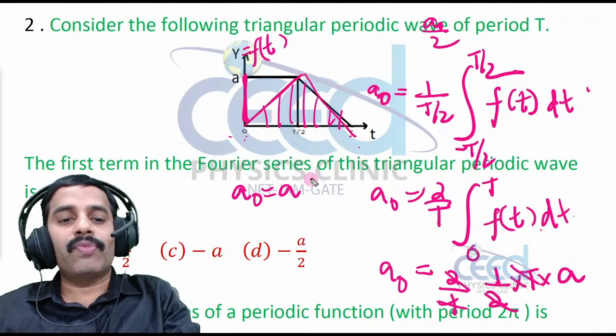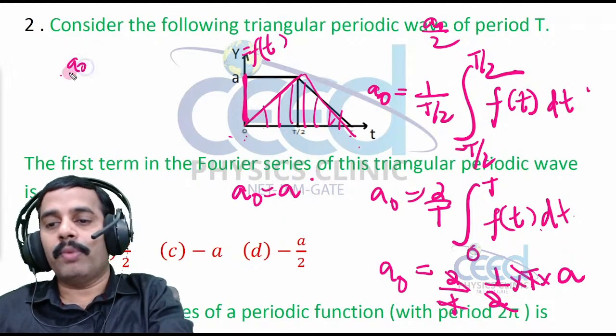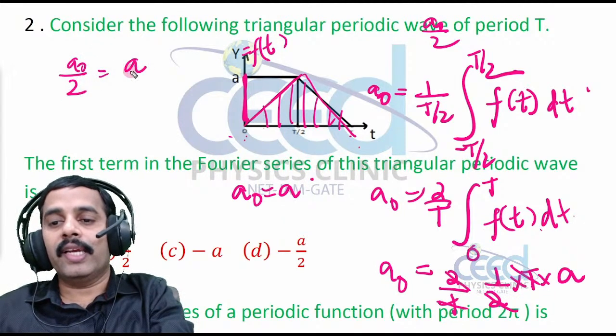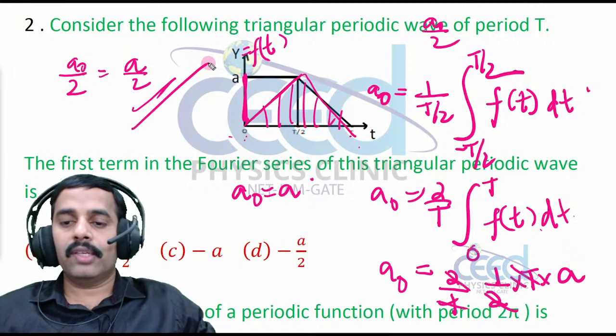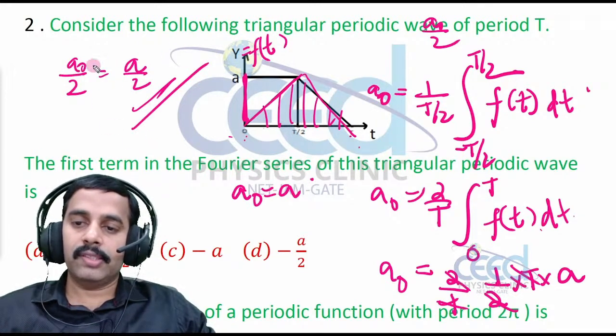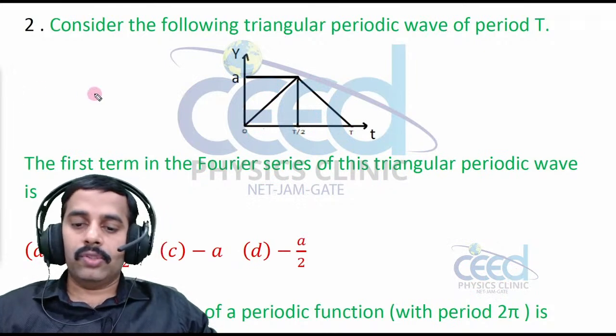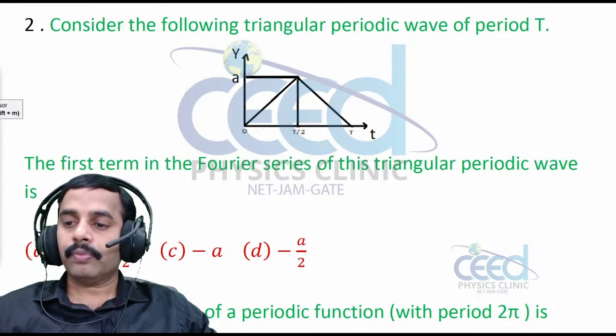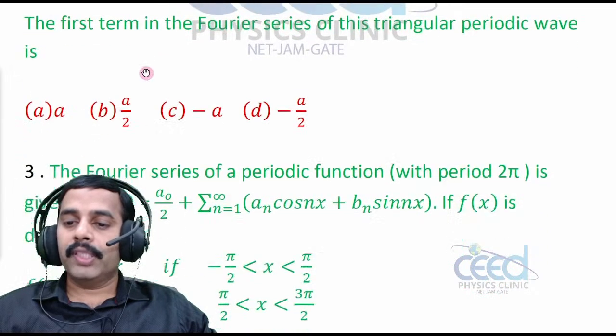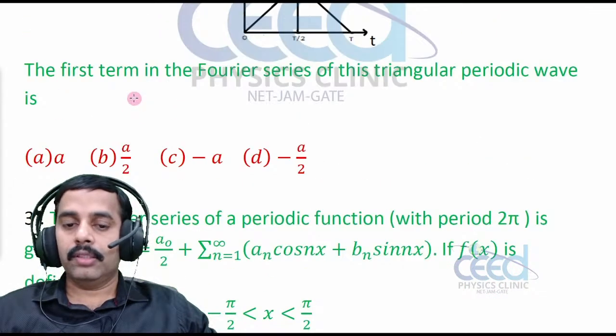We need to find the first term. First term is a0 by 2. a0 is a, so a by 2. So what will be the answer? The first term of the Fourier series is a by 2. All right. So which one is the option? Option is B. All right.